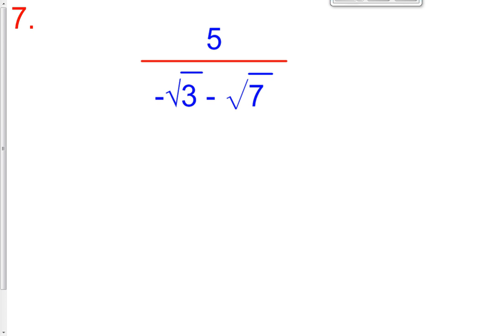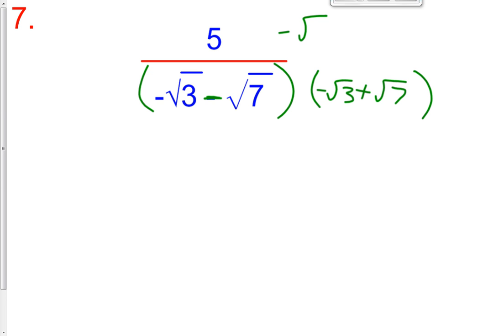So if that's the case, we need to do something else. And that's going to be rationalizing the denominator by multiplying by the conjugate. So you need to multiply by the exact same binomial, except for one thing different. This sign has to change to a positive sign. Other than that, keep everything else the same. So a negative square root of 3 plus the square root of 7. Do that to both top and bottom, because what you do to the bottom, you have to do to the top as well. So now watch what happens.